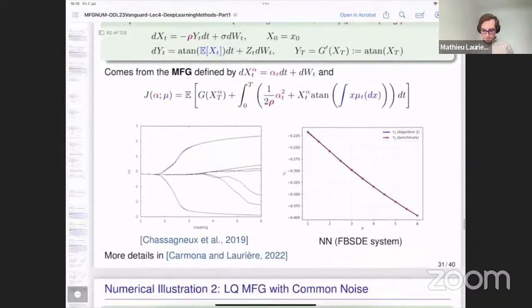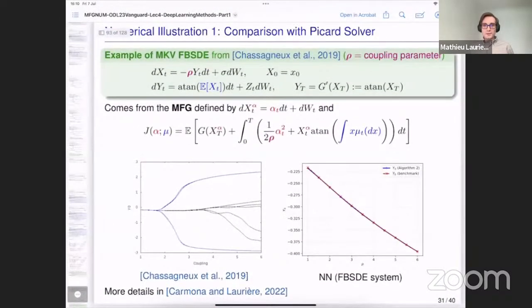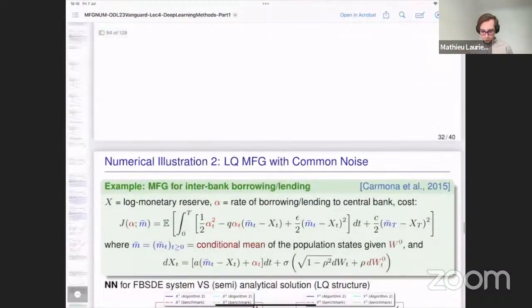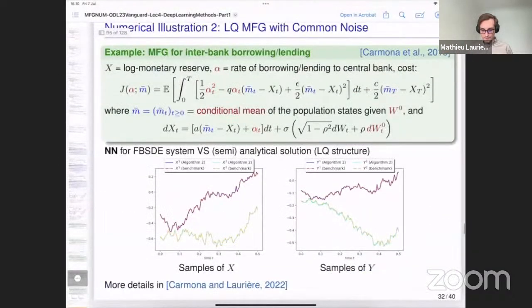I discussed this example, which I think is really a nice example to test if you have a numerical method for FBSDEs. For each value of rho, you try to solve the problem. Yesterday we stopped at this example, so I will really restart from here.